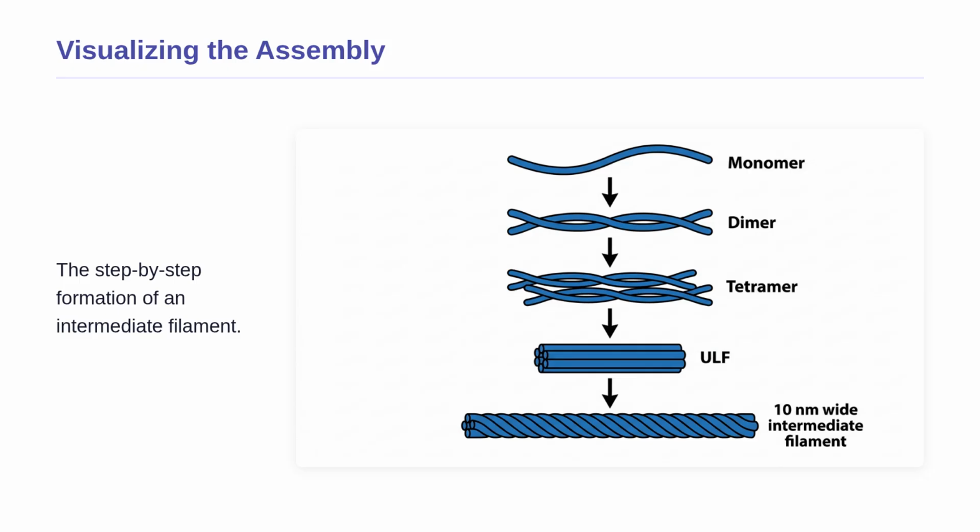Further down, these tetramers bundle into a thicker cylinder, the unit-length filament. Finally, at the bottom, these units link end to end to form the complete 10 nanometer wide intermediate filament. This rope-like structure is exactly what gives the filament its incredible mechanical strength.